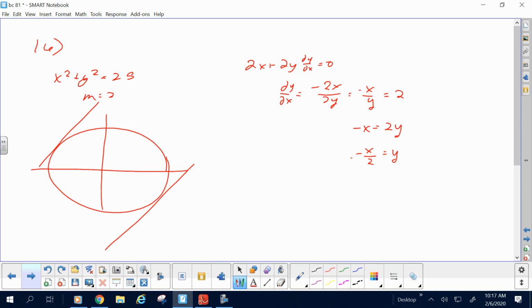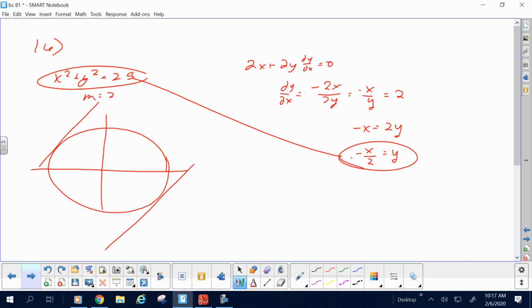Besides that, it also has to be on the circle. So we're going to put those 2 together. So it might be something like x squared plus x squared over 4 equals 25, or 4x squared plus x squared equals 100.